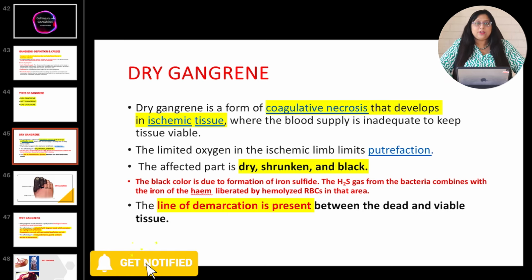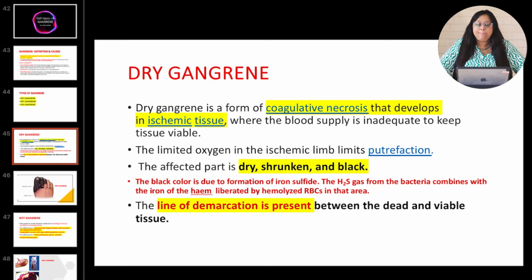How will the affected part look? The affected part will be dry, shrunken, and black. And why black? This black color is formed due to formation of iron sulfide. The H2S gas from the bacteria combines with the iron of the heme liberated by the hemolyzed RBCs in that area. So, there is formation of iron sulfide, which gives the blackish appearance. A very important point here is that the line of demarcation is present between the dead and the viable tissue.